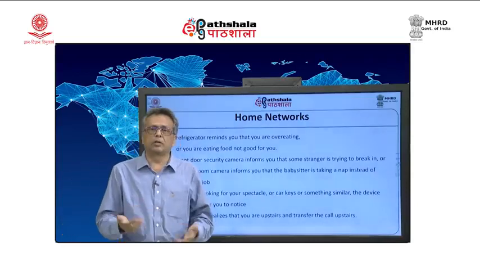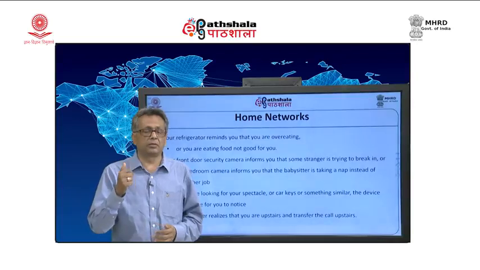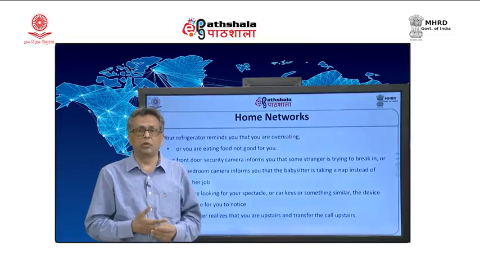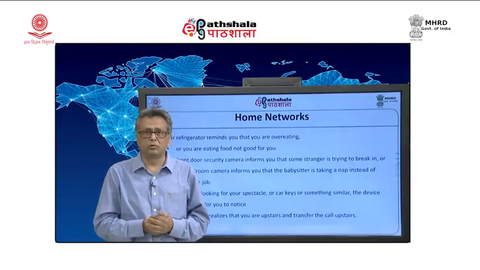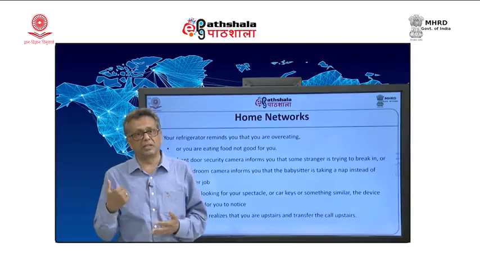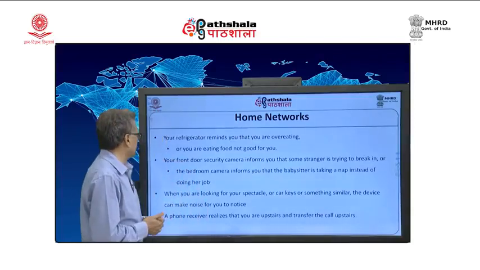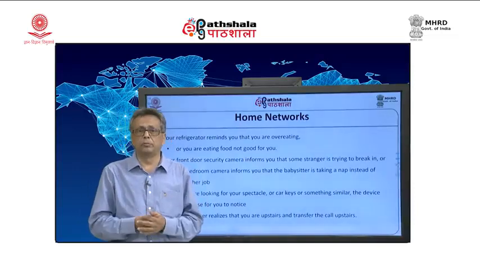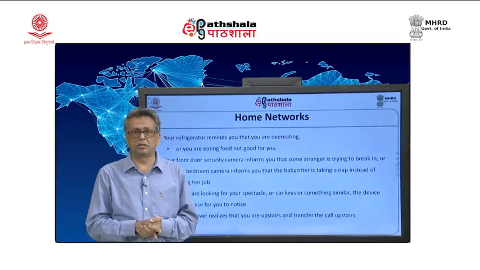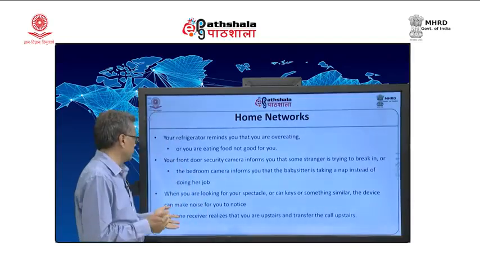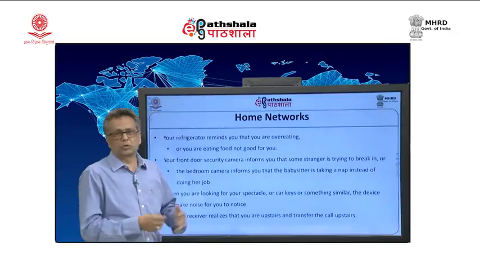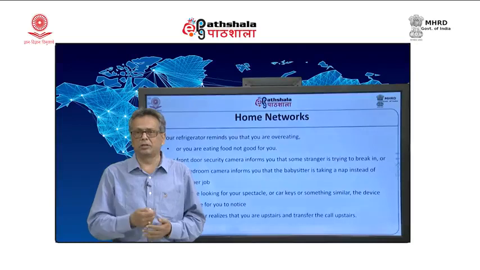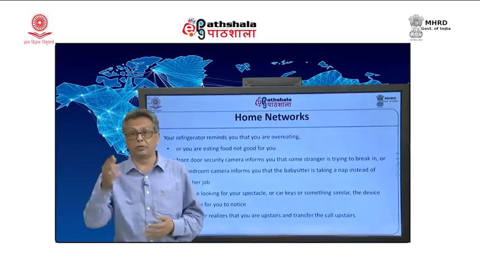Your front door camera at your house will tell you, while you are there in the office, that your friend has arrived at your place. So, you can tell the lock to open and allow him in. And a bedroom camera will tell you that your babysitter is not doing her job and is taking a nap. So, that is also possible. Your spectacles or car keys will remind you where they are. Now, these are common problems. So, you just look for it, it will beep from somewhere, and you know that it is there.